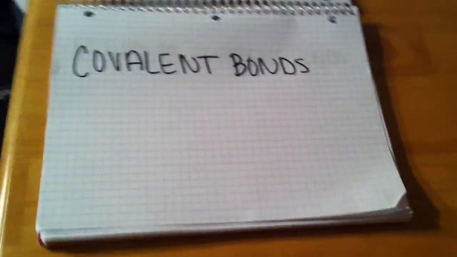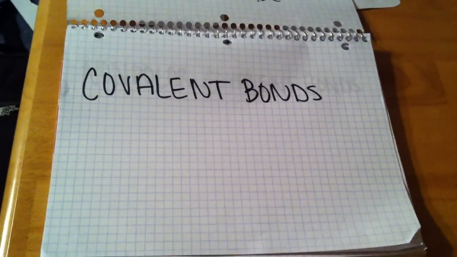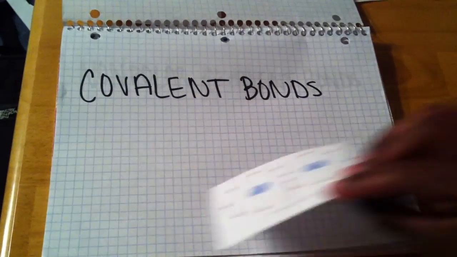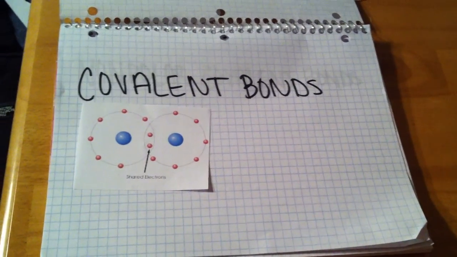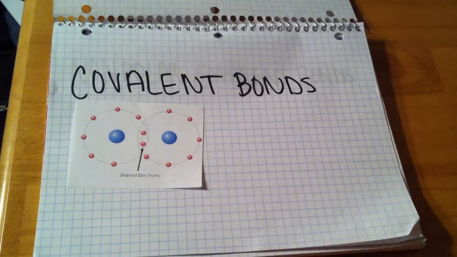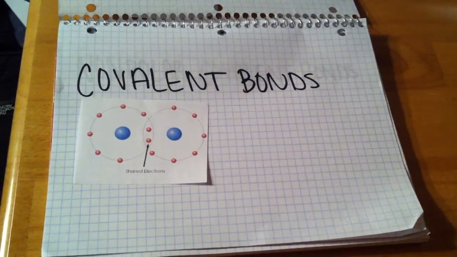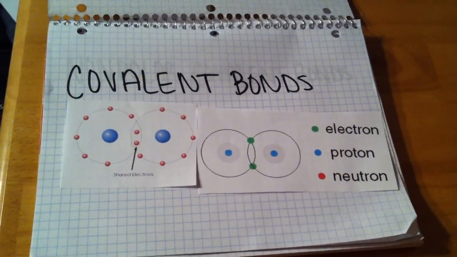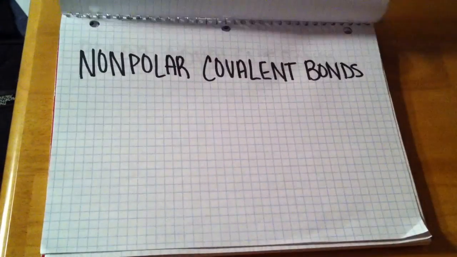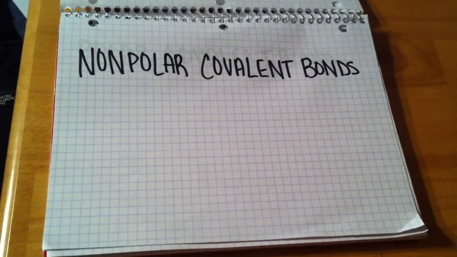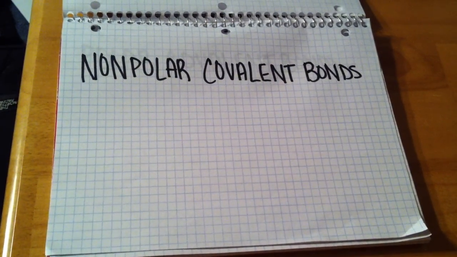First, I will be talking about covalent bonds. Covalent bonds happen when one or more valence electrons are shared between atoms. These bonds happen to create a noble gas configuration for each atom where the outer shell is completely filled with electrons. There are also two types of covalent bonds.